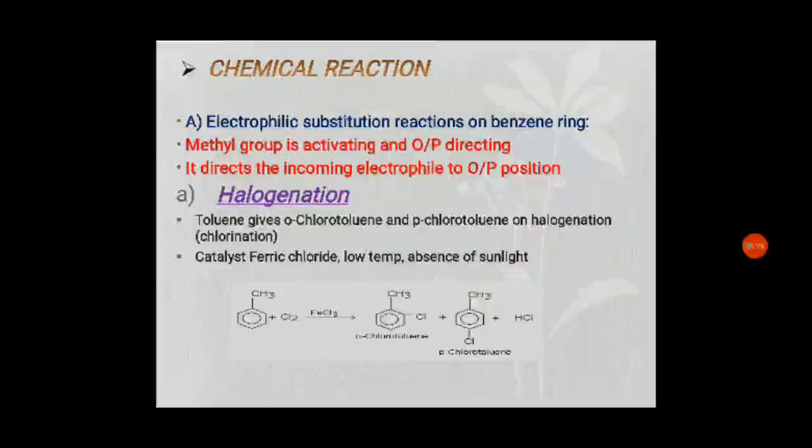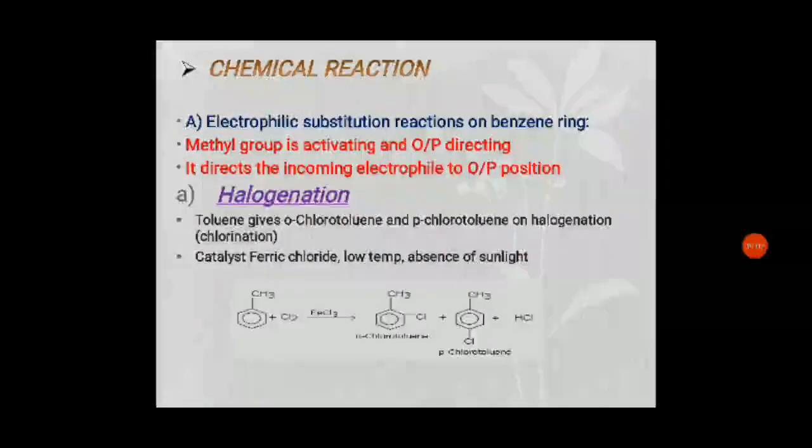First we shall see the halogenation. Halogenation means the reaction of toluene with chlorine or bromine. Here we have taken chlorine. So the reaction of toluene with chlorine in presence of FeCl3. If we take Br2 here, then we have to take FeBr3. This chlorine will attach at the ortho position and para position. Therefore, we get the products orthochlorotoluene and parachlorotoluene.